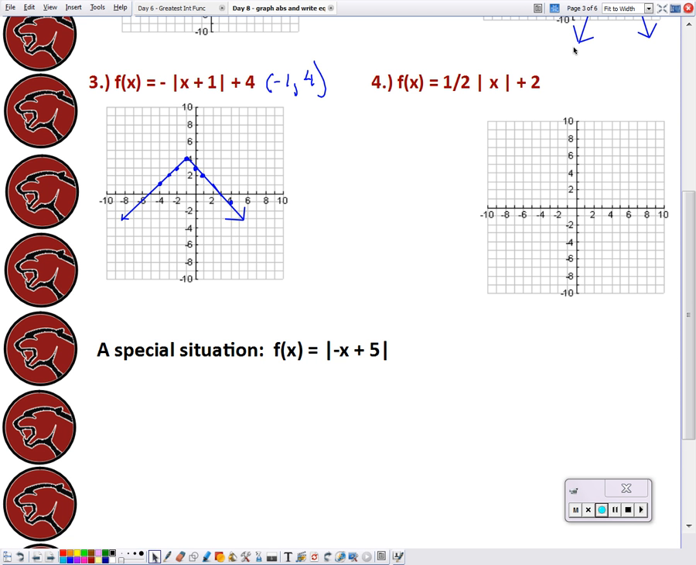Number 4, there's nothing in there with the x, so our vertex is going to be at 0, 2. So I'm going to go 0, 2, and now we have an a value of positive 1/2. So I'm going to go up 1 and right 2 from our vertex. And on the other side, I'm going to go up 1 and left 2 from our vertex.